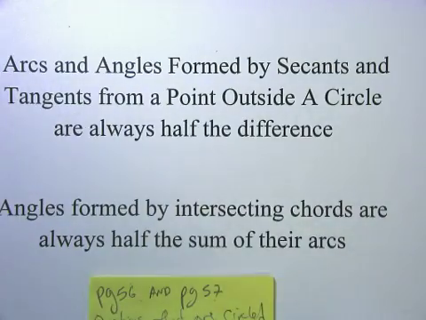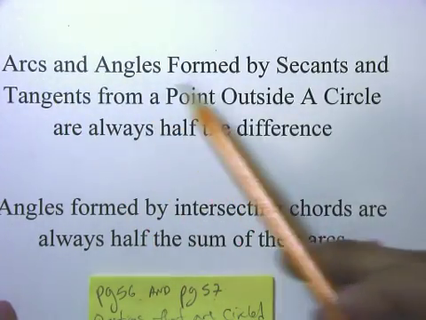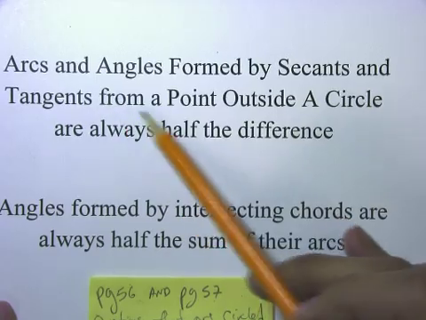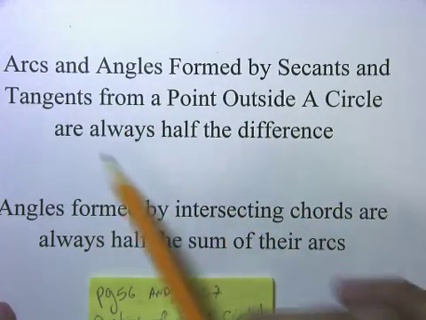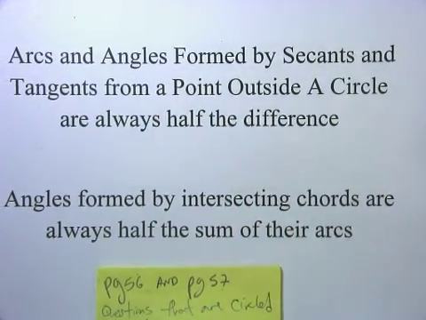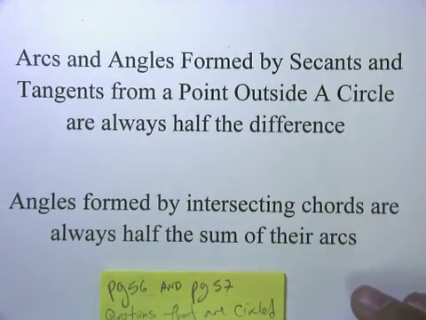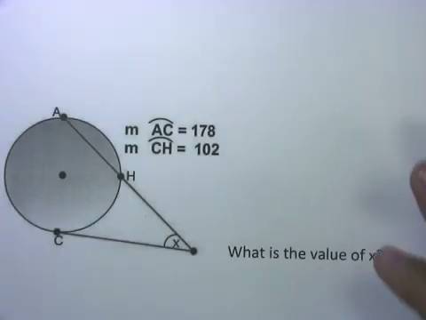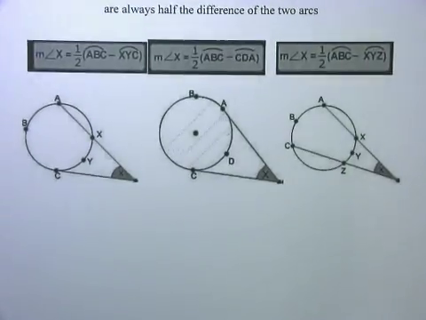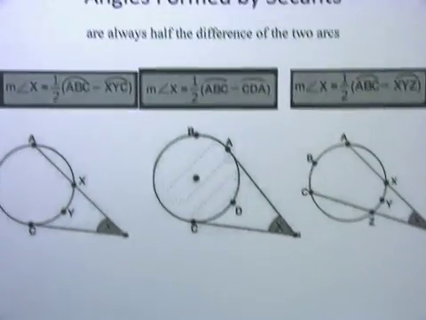Now, let's briefly talk about the next part of our lesson, which are arcs and angles formed by secants and tangents from a point outside a circle are always half the difference. What does that mean exactly? Well, let me show you what that means.